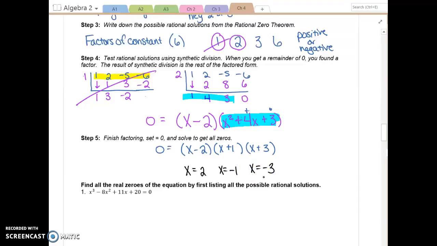Now, go back up to step 2, Descartes' rule of signs. Descartes' rule of signs said that we would have 1 positive solution and 2 negative solutions. Bam!